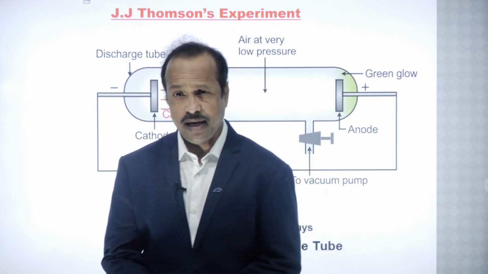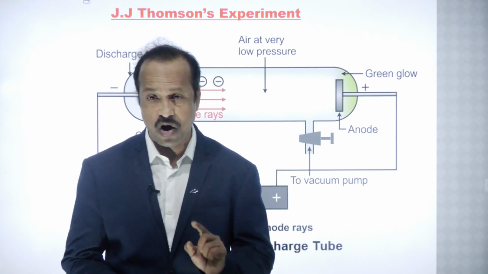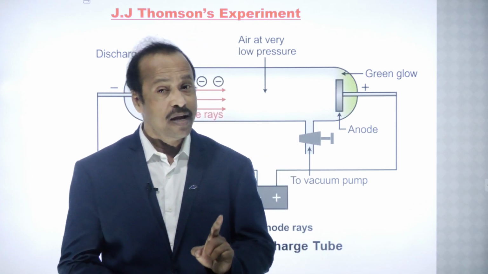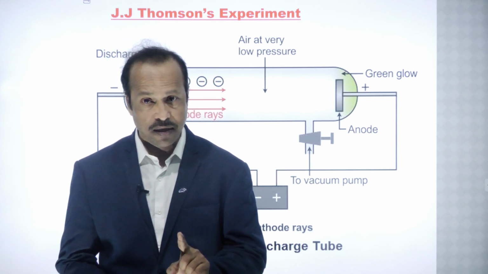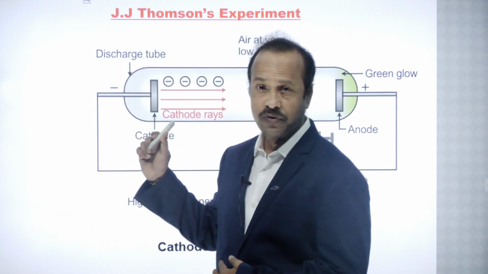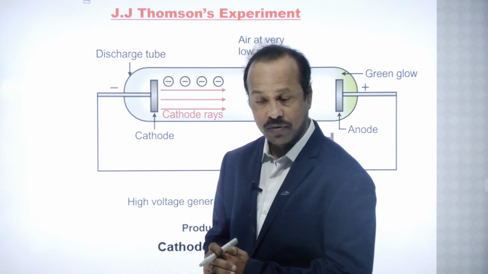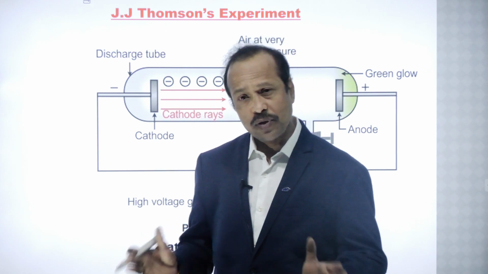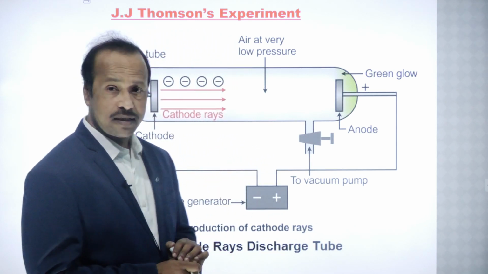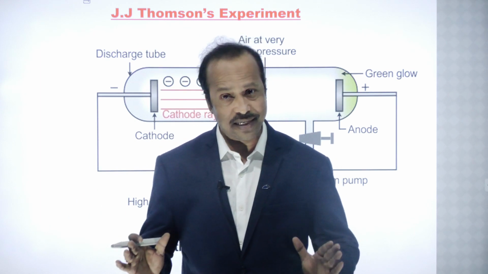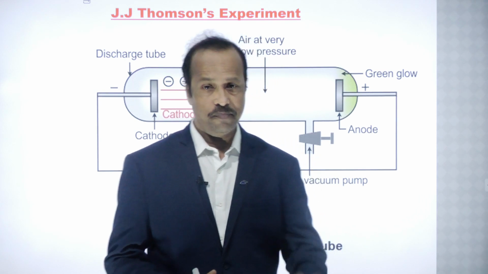In the last class we discussed that Dalton's atomic theory states that atoms are indivisible, right? This was proved wrong by J.J. Thomson by discovering the electron with his famous cathode ray discharge tube experiment. It's a very simple experiment. By this experiment, J.J. Thomson disproved Dalton's atomic theory and also discovered the electrons.